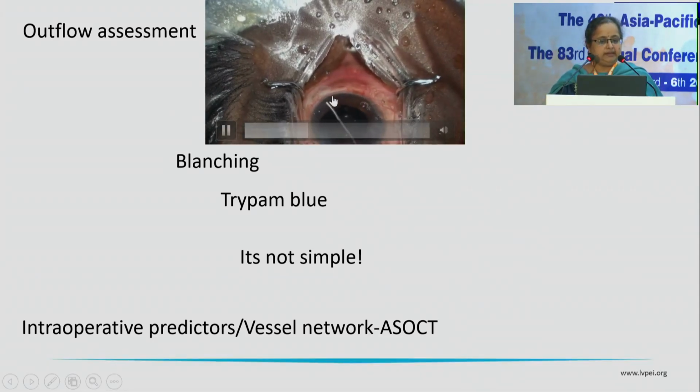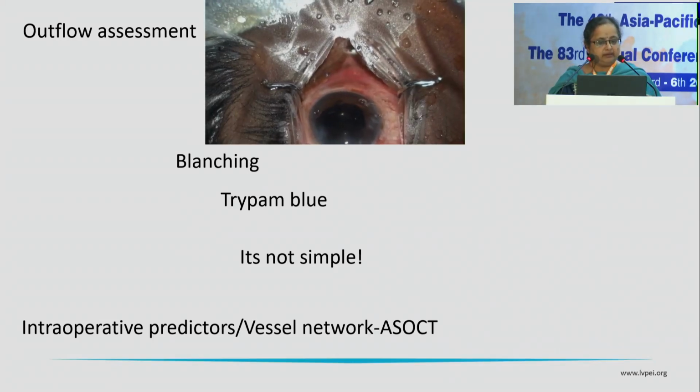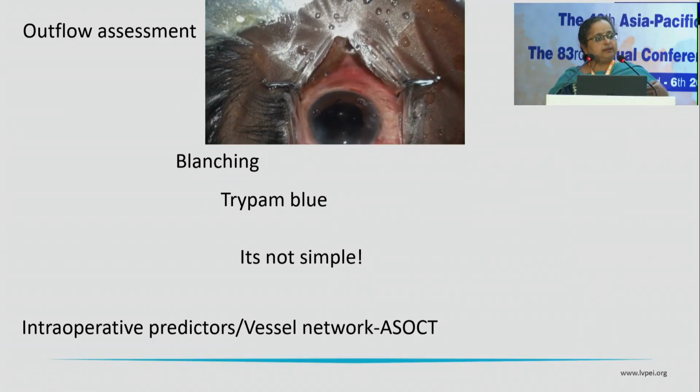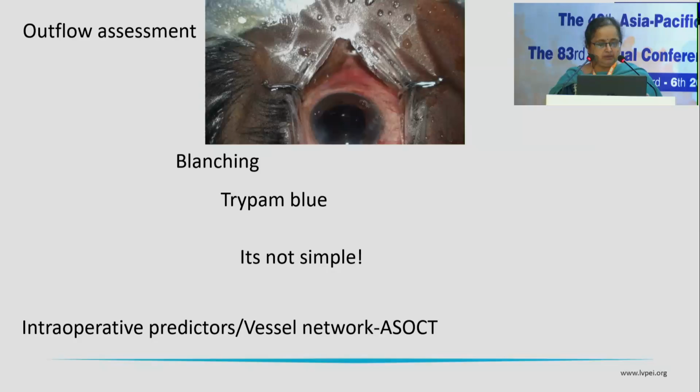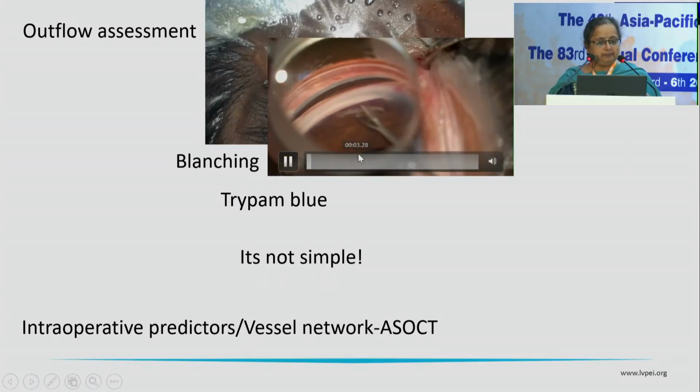You can see the whitening now as I keep injecting, and the blanching happens in one quadrant at some time, and if you keep injecting, the blanching happens in a wider area. So that's simple blanching that you can do to assess if whatever you have done actually has helped aqueous outflow through that region. Now the procedure with trypan blue.